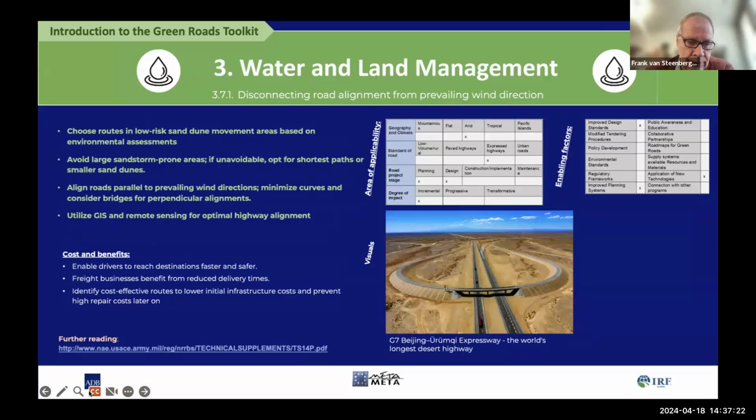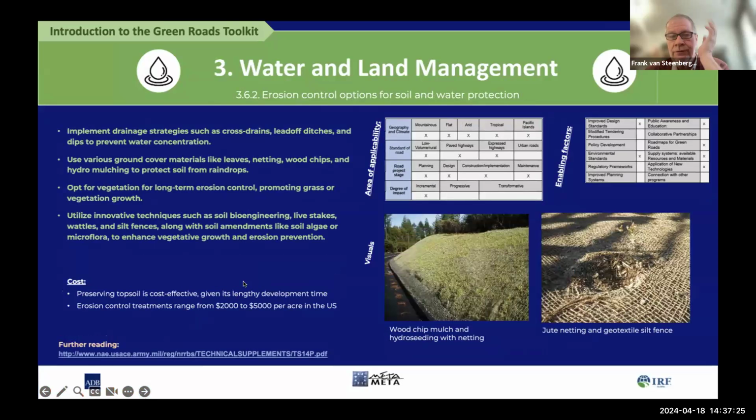Oh, sorry. Just another one to mention is that we can also do hydro seeding or use jute netting and geotextile in certain areas to stabilize the slopes around the roads. Again, the techniques are available, and that's also why the toolkit is developed. Most of the things in the toolkit are time tested in certain places. However, they haven't spread to many other places where they could be used.